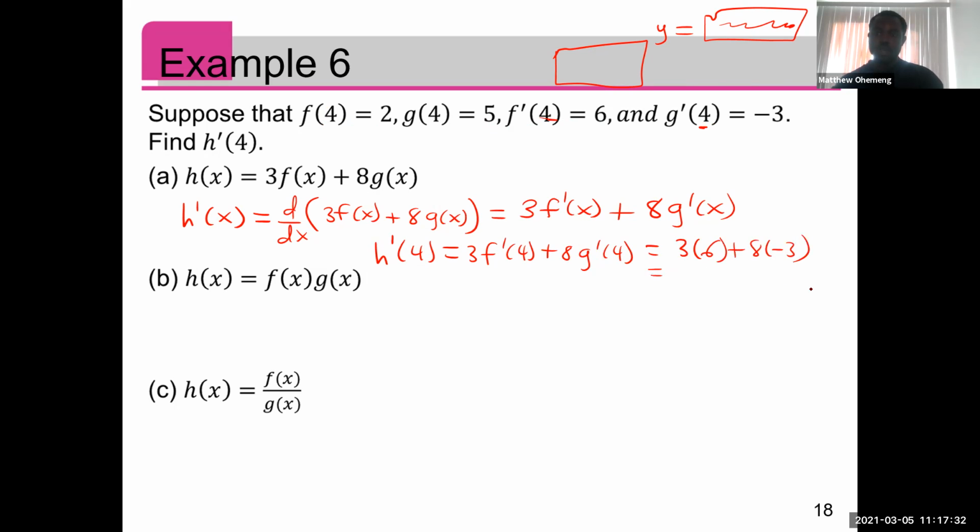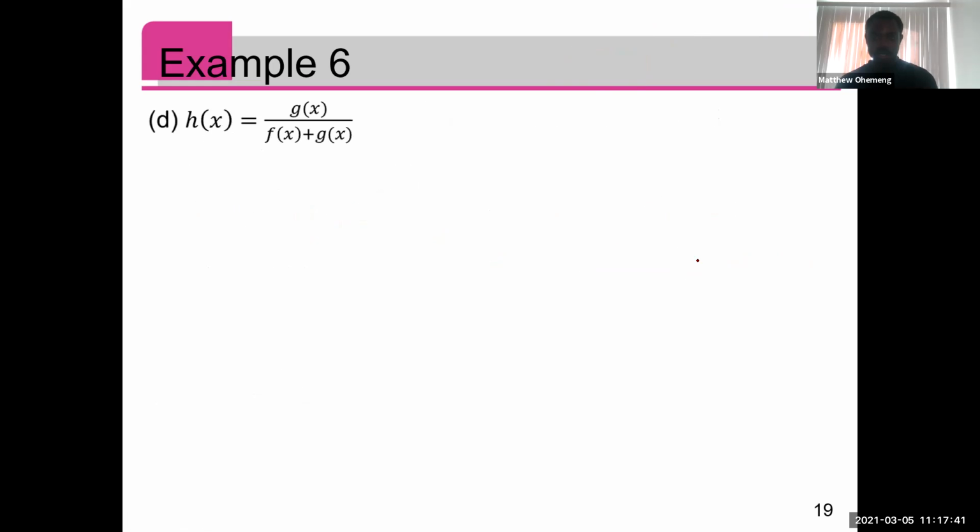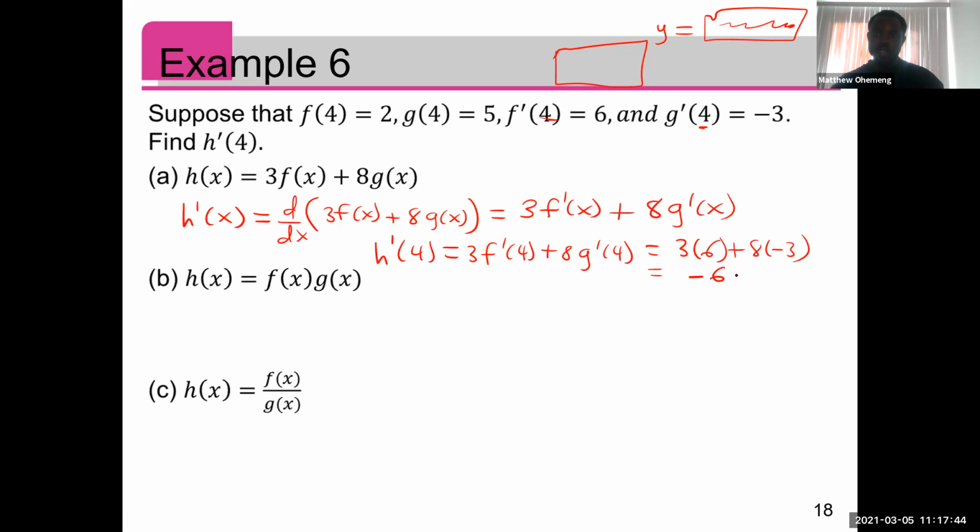So what is that? 3 times 6 is 18, and then 8 times -3 is -24. So that gives you 18 minus 24, which is -6. Oops, it just went to the next slide. So that'll be -6, and that'll be your answer.